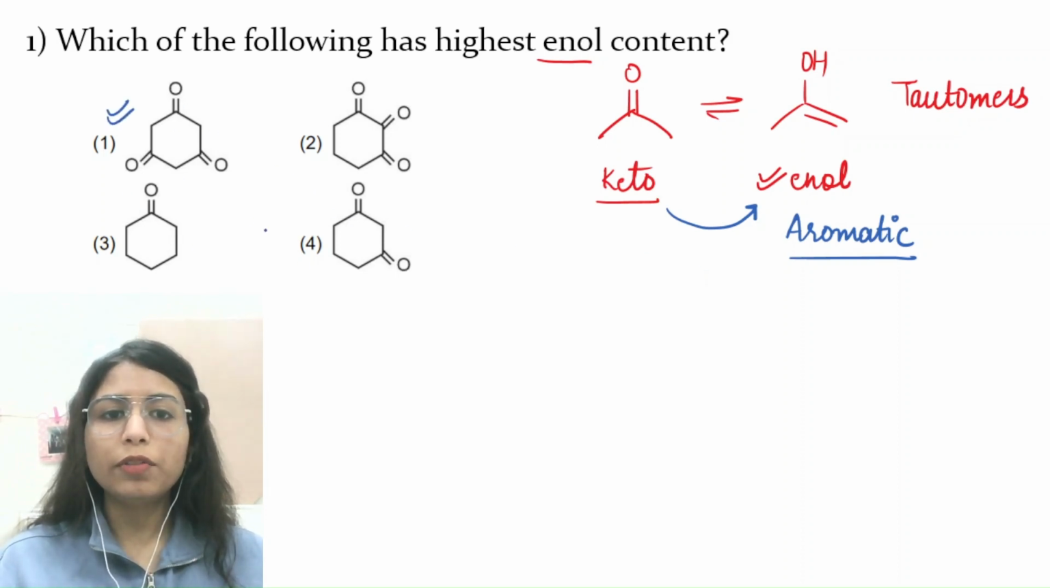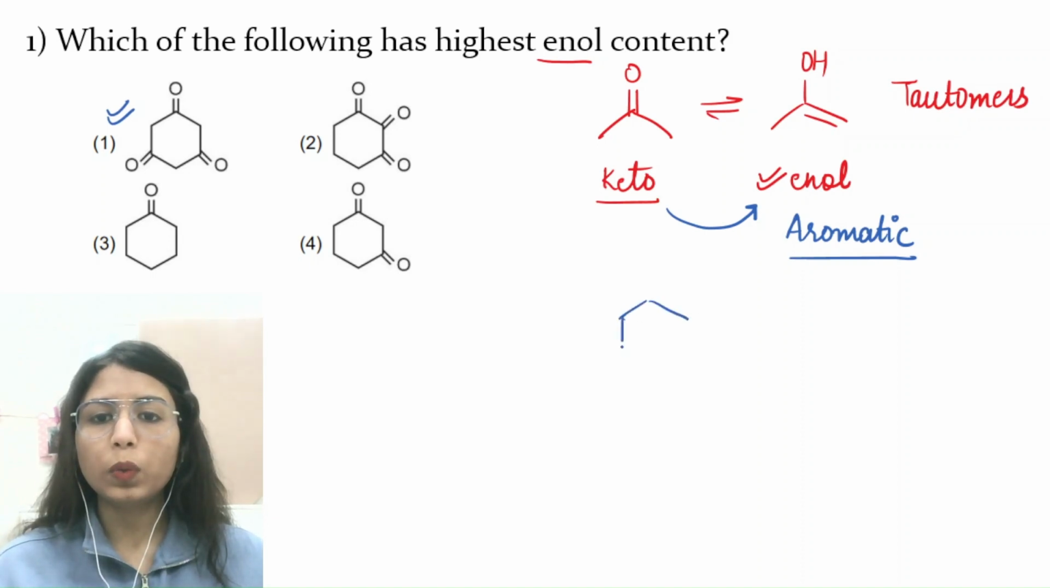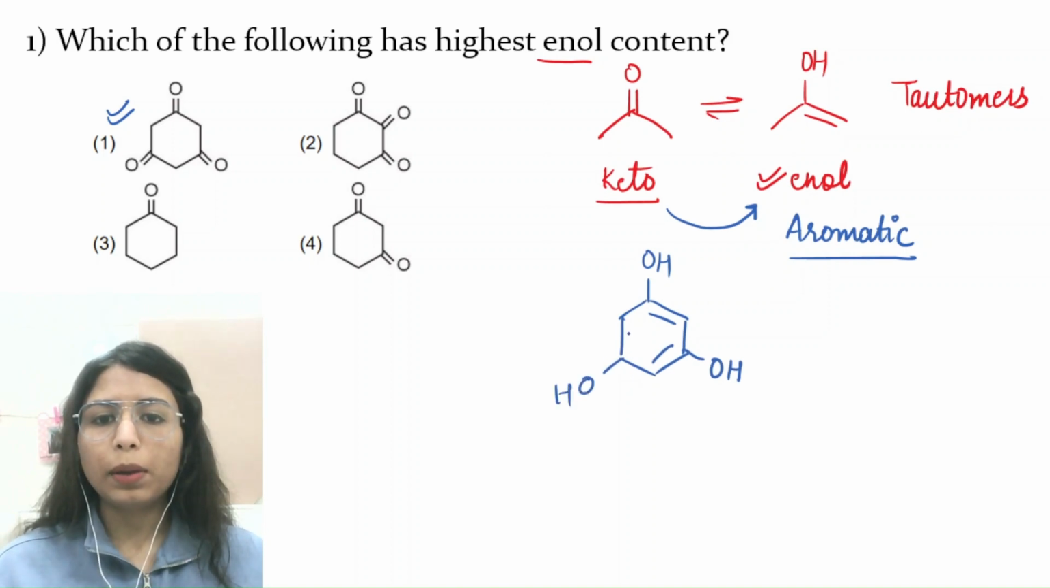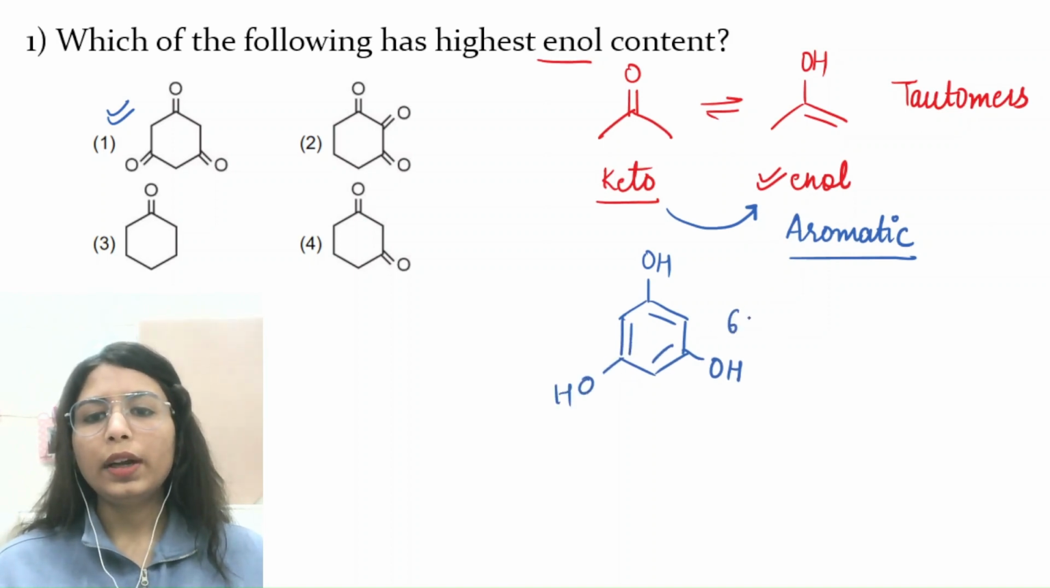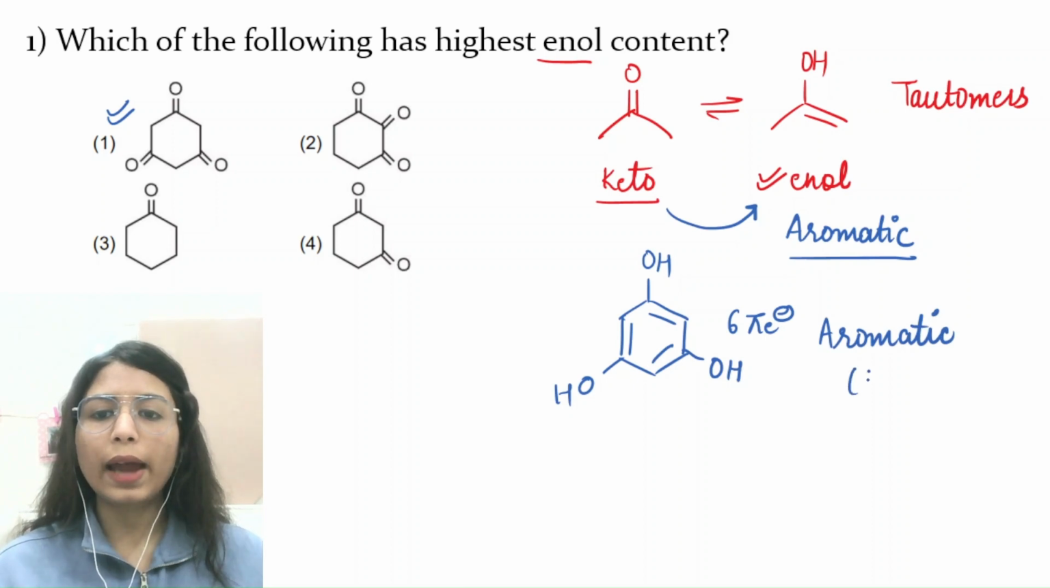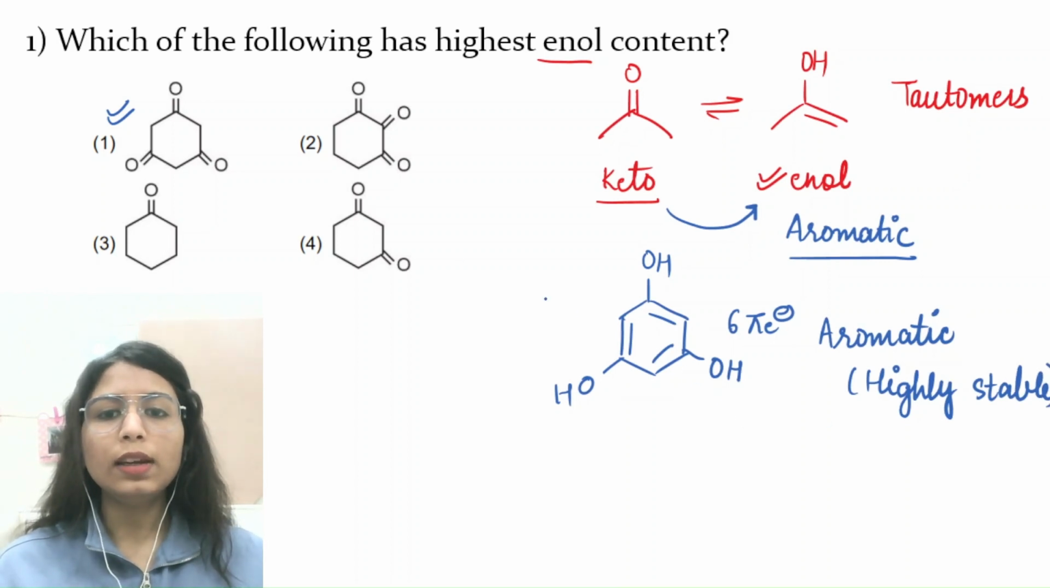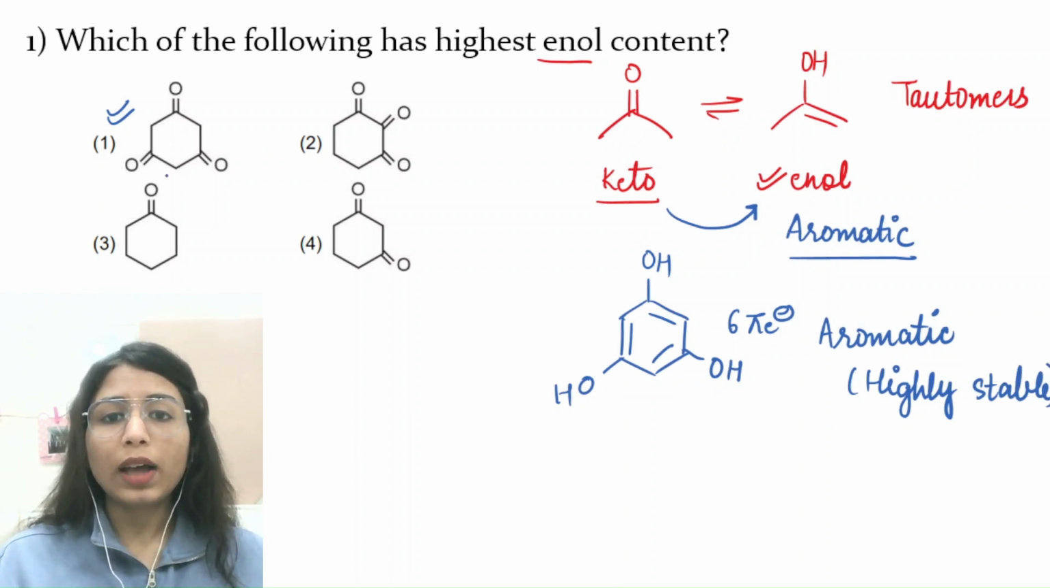If I talk about the very first option, then here if you convert this form into your enol form, you will be getting OH double bond, OH double bond and OH double bond, right? So here now it becomes a 6 pi electron system, and it is aromatic in nature, which means that it is highly stable, right? So it looks similar to the structure of benzene. It is basically your substituted benzene. So this one will be having the highest enol content.